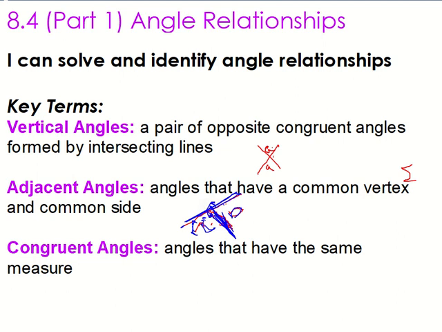So congruent angles are angles that have the same measure. So if one of the angles is 90, then the other angle that's congruent to it is also 90.